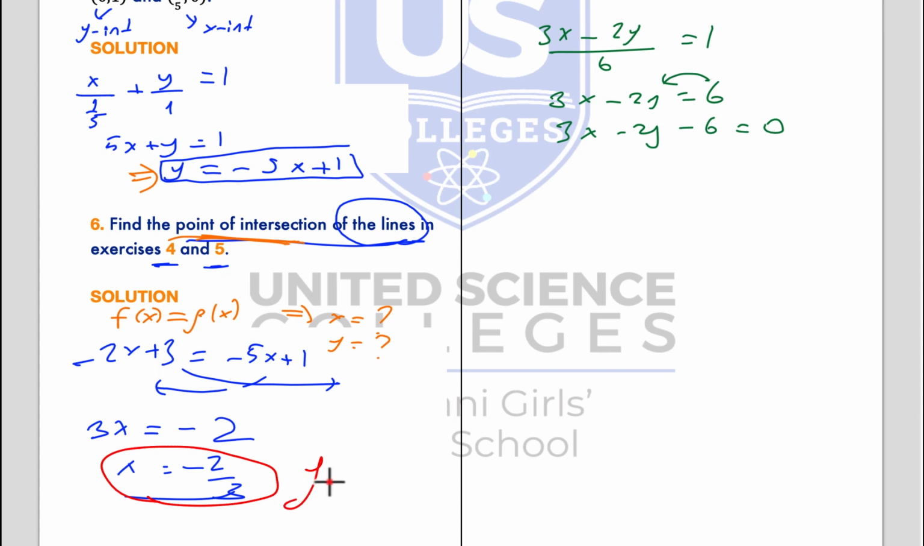Next step, finding the y. How do I find y? By substituting this x value in one of the equations. It doesn't matter which equation you substitute in, you'll get the same answer. Let me use the first one. y is equal to negative 2 multiplied by negative 2 over 3, plus 3, equals negative makes positive. 2 times 2, 4 over 3, plus 3.